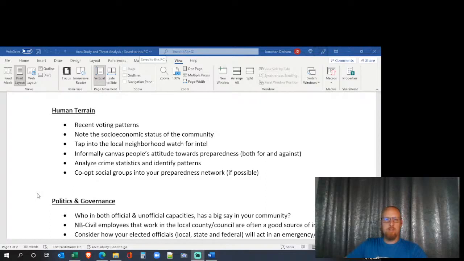Do they think it's a waste of time? Do they think it's important? And if they think it's a waste of time, maybe spend a few minutes in conversation with them, see if you can explain why it's actually a really important thing.